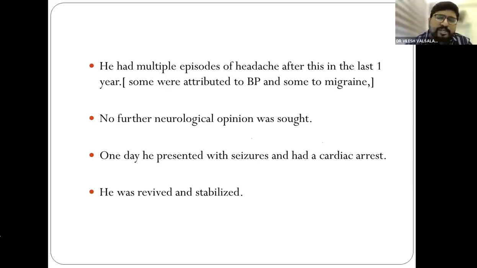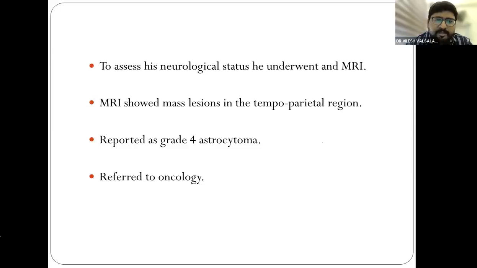Once the seizure was under control and the patient was stabilized, an MRI was advised. To assess the neurological status, he underwent MRI. MRI showed a mass lesion, a tumor-like lesion in the temporoparietal region. That was reported as grade 4 astrocytoma, and the patient had to be referred to oncology.